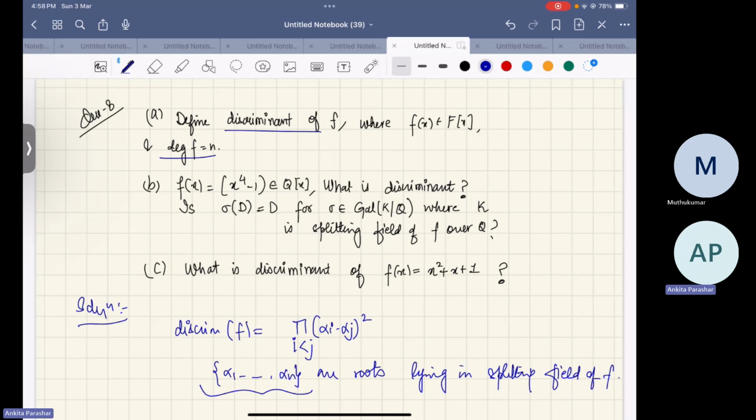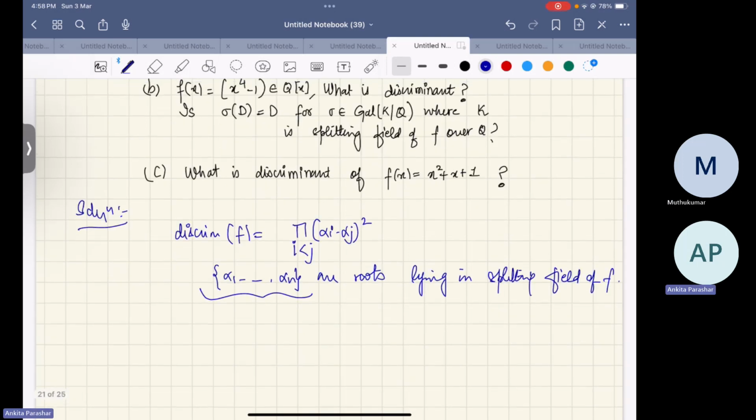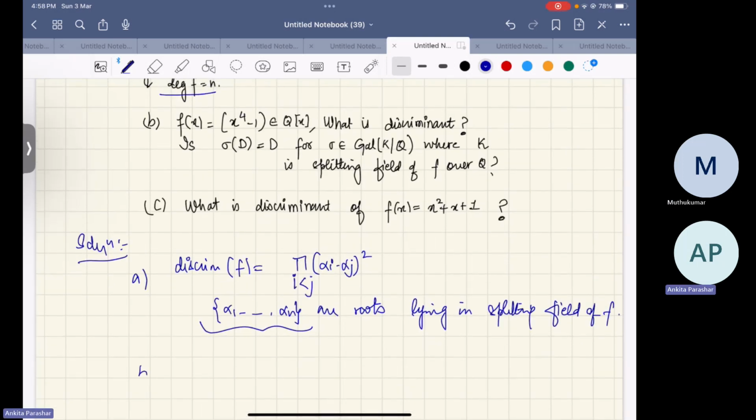We don't care where the roots lie. We just need all roots. As long as we have the roots, we take the product of the squares of the differences. This is the discriminant. Now, part B: f(x) = x^4 minus 1 in Q[x]. What is the discriminant of this polynomial?